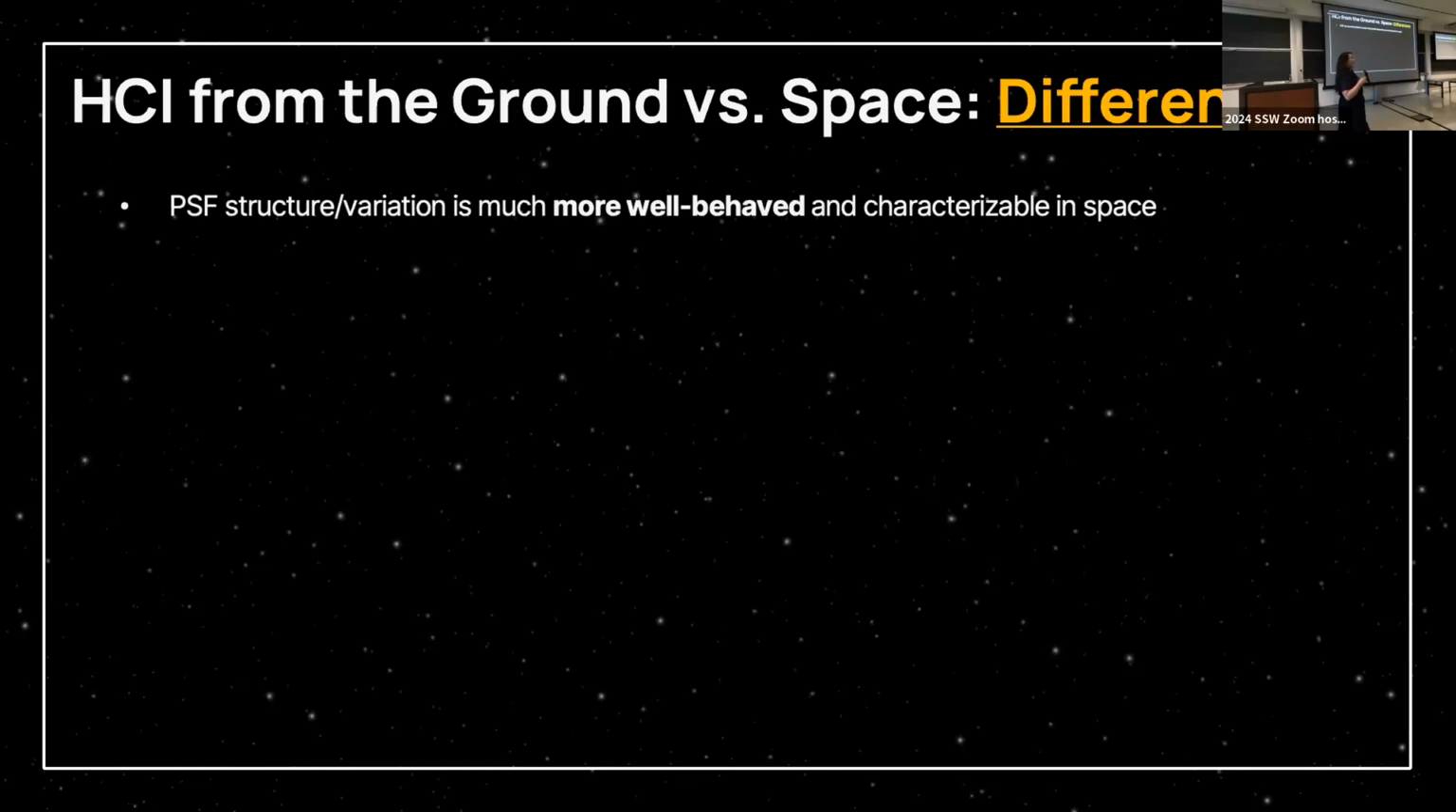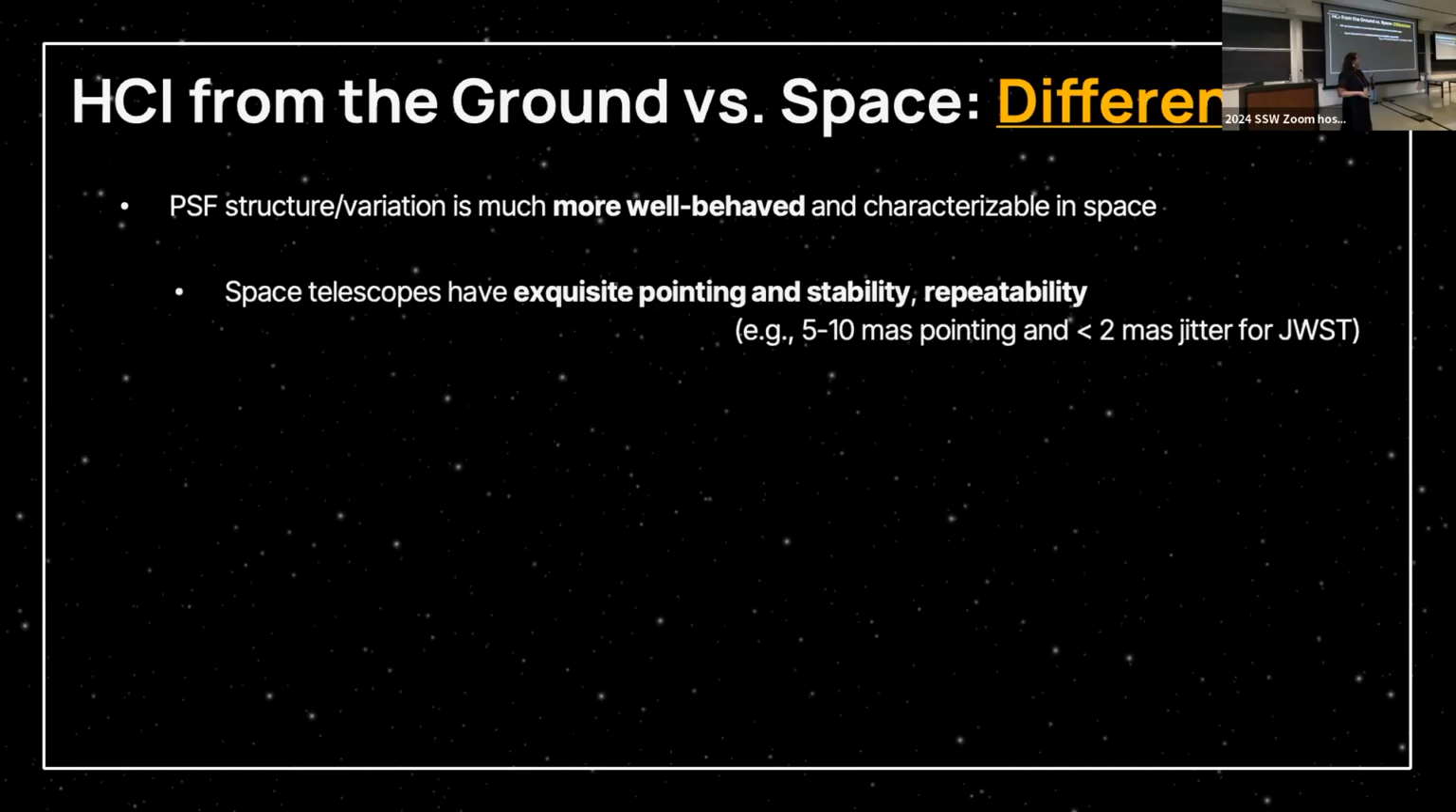The first of which is, in space, we're quite lucky that the PSF structure and evolution with time is much more well behaved. The stability is just much easier to characterize. And the pointing is very, very good, and the repeatability is very, very good as we slew JWST and HST around. So for example, we can point the telescope for JWST to about 5 to 10 milliarcseconds pointing accuracy, which is quite good for putting your star of interest behind your coronagraph. The jitter, small variations in the position of the star, is often less than 2 milliarcseconds. So it's very, very stable compared to what we have to contend with from the ground.